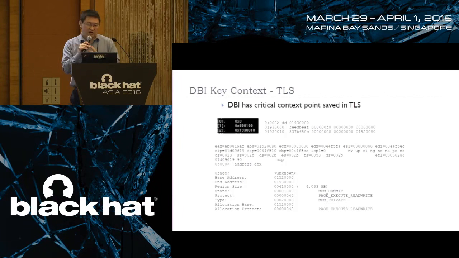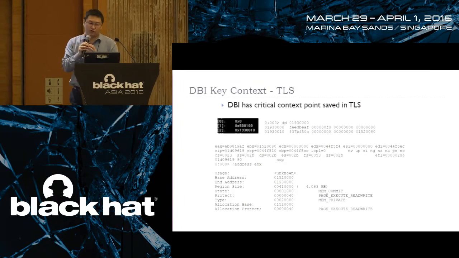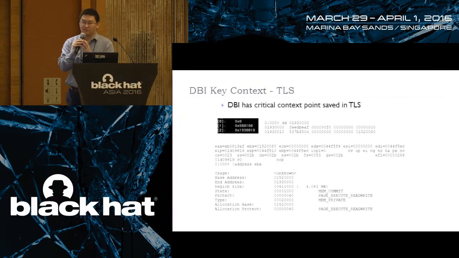So that means with TLS, you can easily address this kind of critical data structure. If you replace TLS, then you can easily provide fake data. Then that's the EBI running your controlled context. You can totally take over that.